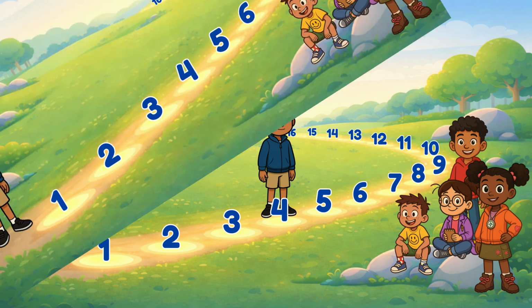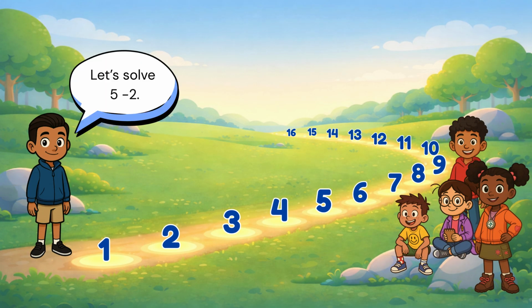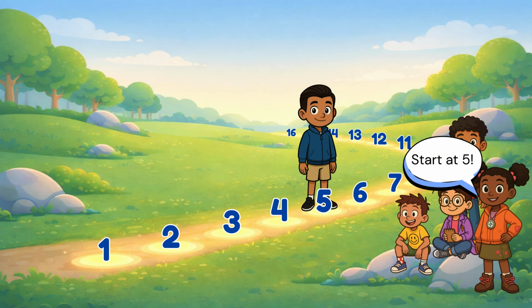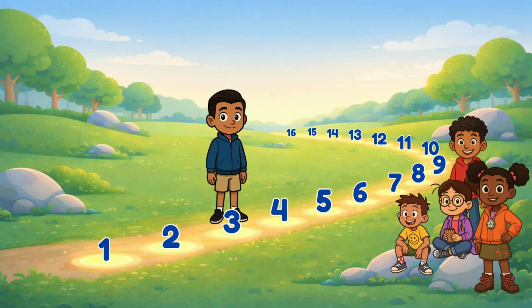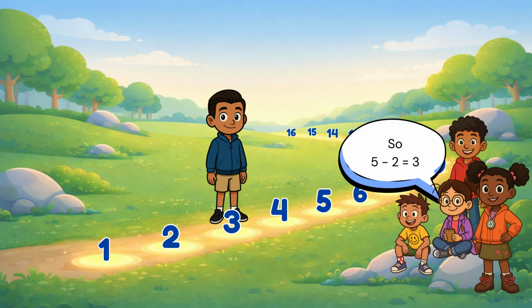Let's do another one. Let's solve 5 minus 2. Start at 5. Jump back 2. So 5 take away 2 equals 3.